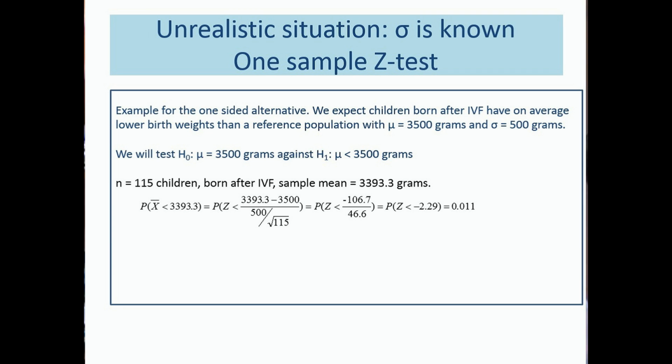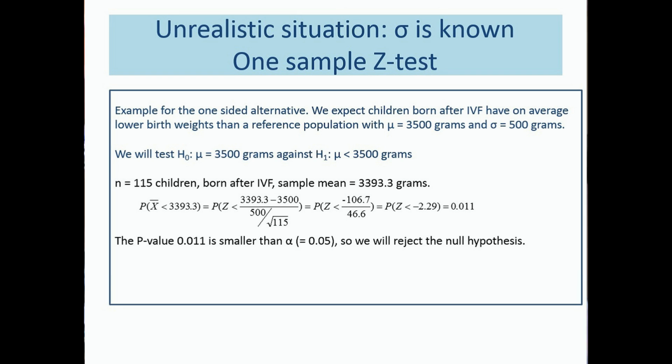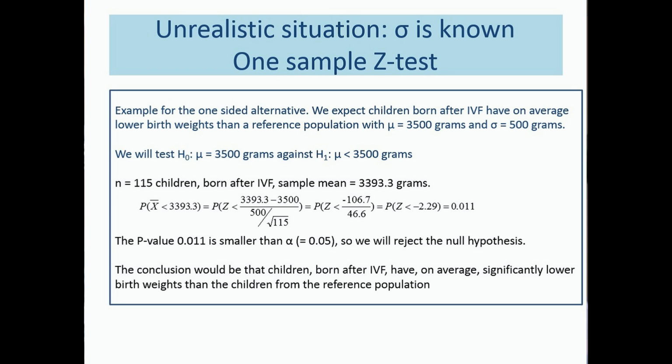From the table of the standard normal distribution, we can find the p-value equal to 0.011. This p-value is smaller than alpha, if alpha is 0.05, so we will reject the null hypothesis. The conclusion will be that children born after IVF have on average significantly lower birth weights than the children from the reference population.